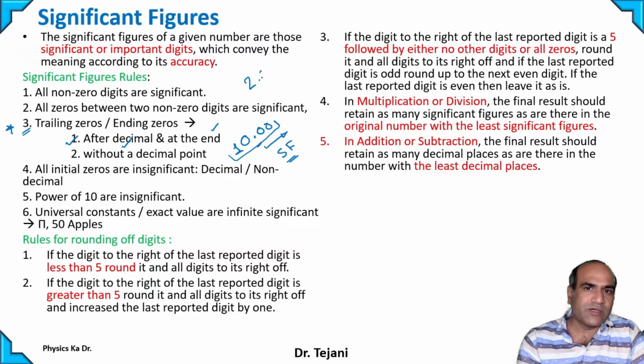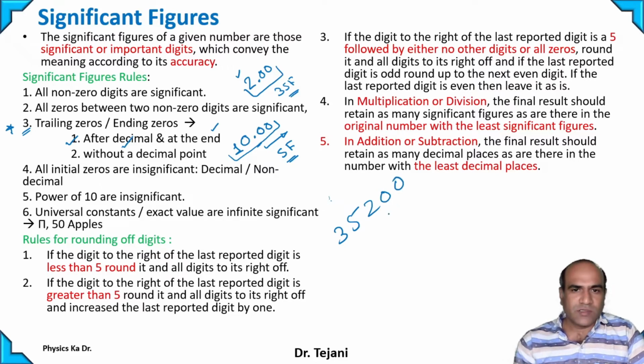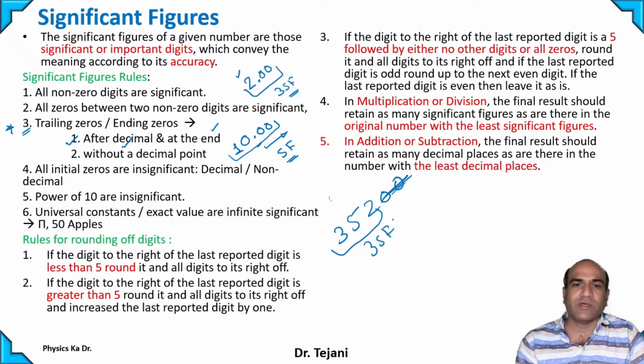Say for example 2.00. 2, yes, it is non-zero, significant. Last 00. So we have to consider three significant numbers, right? If there is a decimal point, we have to consider them significant. One more example, 35200. There is no decimal point. So just remove the zeros. We have only the first three significant. So the next rule says that without a decimal point, trailing zeros are not significant. In this case, we cannot consider them.